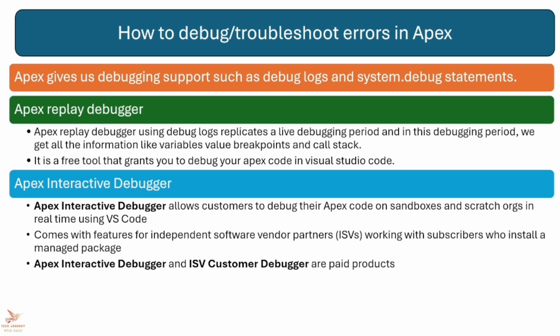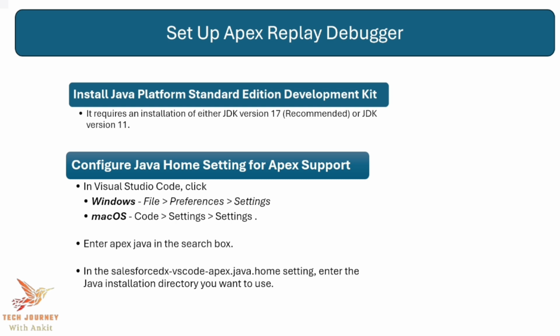In today's session, we'll be more focused on the Apex Replay Debugger, a free tool using which you can debug Apex classes. So before we get started, you should have Java installed on your machine. Salesforce recommends that you use Java 17 or Java 11. However, the recommendation here is to go for Java 17. Once you have installed Java on your machine, I request each one of you to quickly validate whether Java is correctly installed or not.